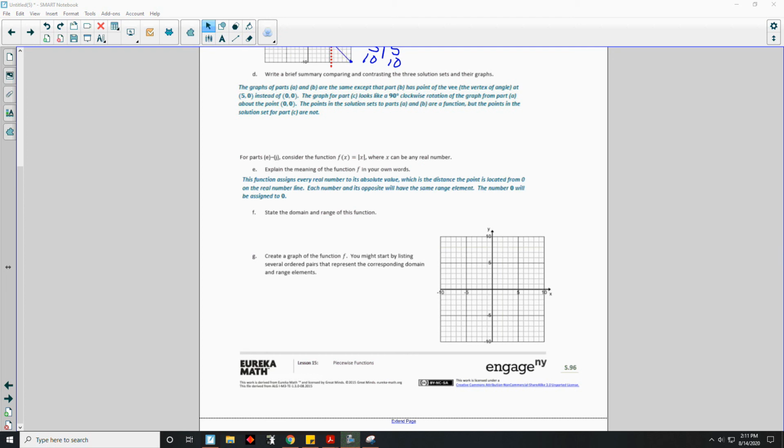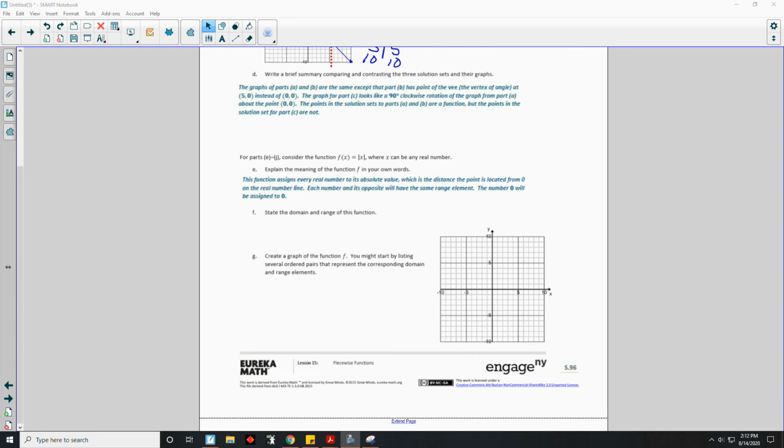Okay, so here's a possible explanation. This function assigns every real number to its absolute value, which is the distance the point is located from 0 on the real number line. Each number and its opposite will have the same range element. Number 0 will be assigned to 0. So f says to state the domain and range of this function.